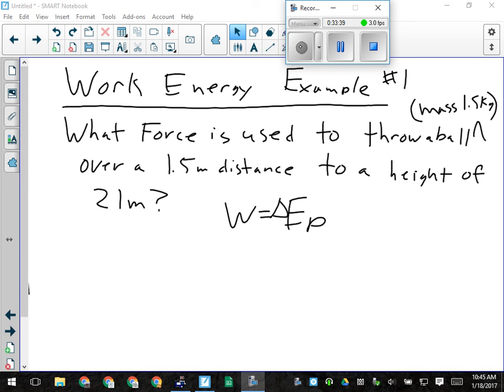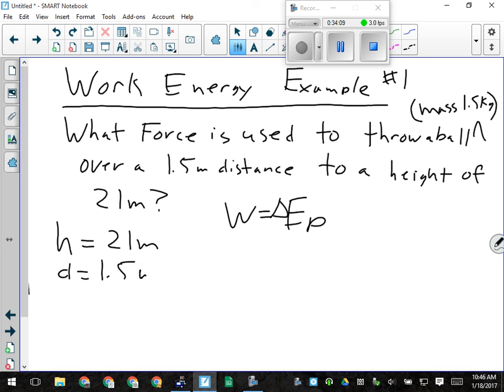Our first work energy example is asking what force is used to throw a 1.5 kilogram ball over a 1.5 meter distance to a height of 21 meters. So our first task is to write down our givens. We're given a height, 21 meters. We're given a distance, 1.5 meters. We're given a mass, 1.5 kilograms. And we're being asked to find a force. In this question, what kind of energy is being changed about the ball?